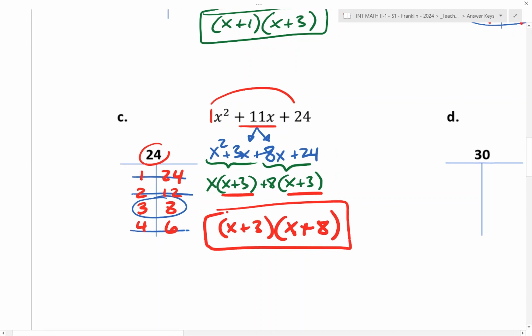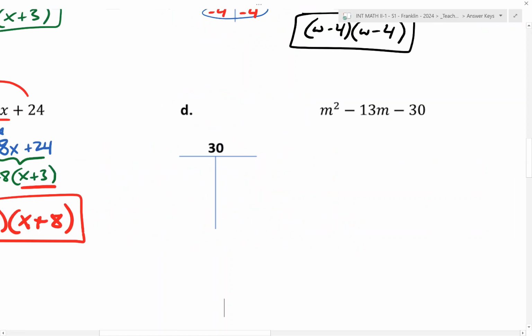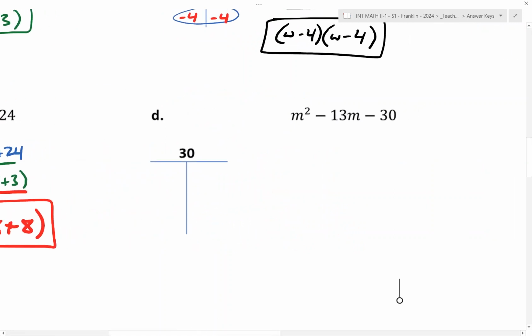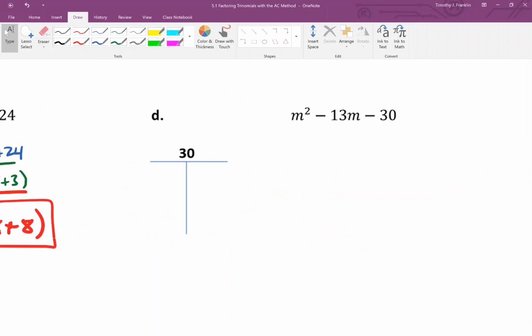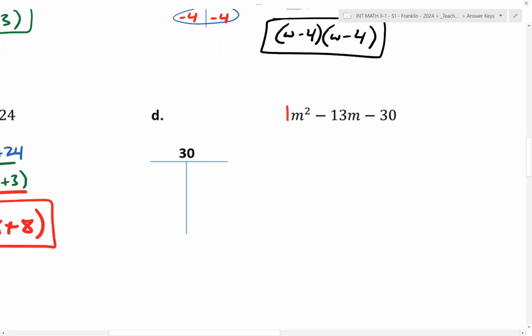All right, last one we'll do here. m squared minus 13m minus 30. So we've got some negatives here. That's important to keep in mind. We got 1 times negative 30. So this actually should be a negative 30 here as well. And we're looking to add to negative 13. So because our product is negative, only one of our numbers needs to be negative. Otherwise, we'll get a positive. But because our sum is negative, we have negative 13. We know the bigger number needs to be negative.